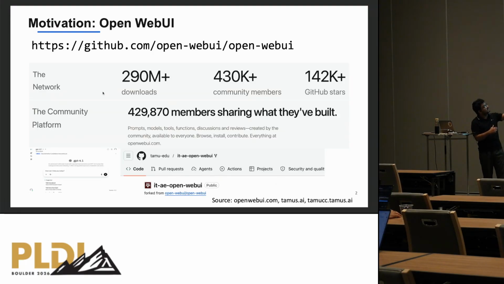You can already see the statistics here. It has been downloaded almost 300 million times. There are more than 430,000 community members actively working with OpenWebUI, and the GitHub stars are rapidly growing day by day. It's already been starred 142,000 times.